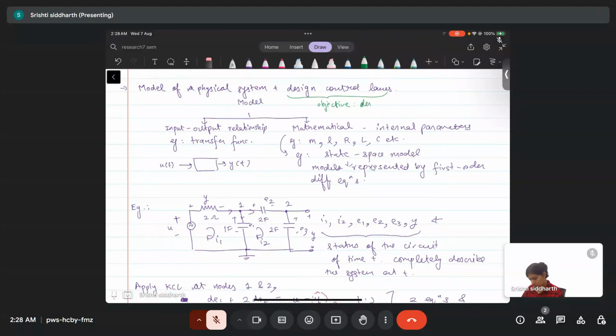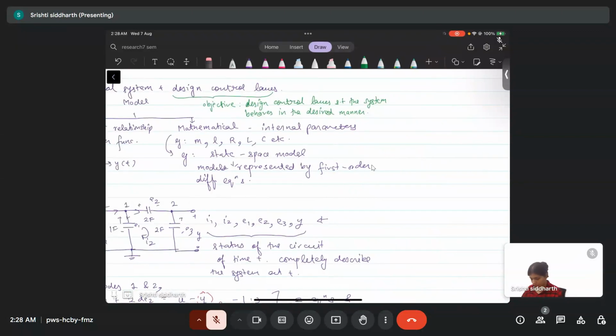behaves in the desired manner, or the system has desired performance.